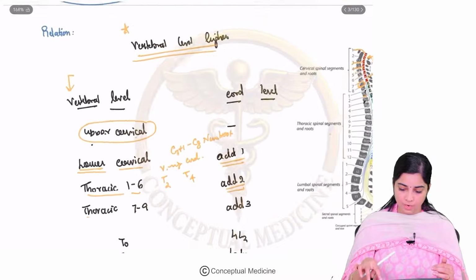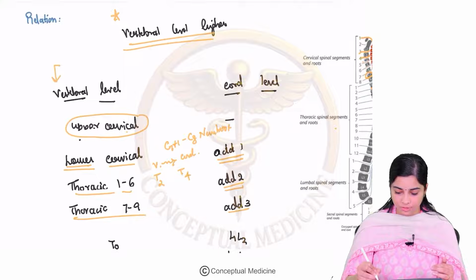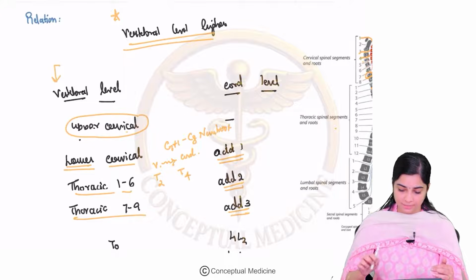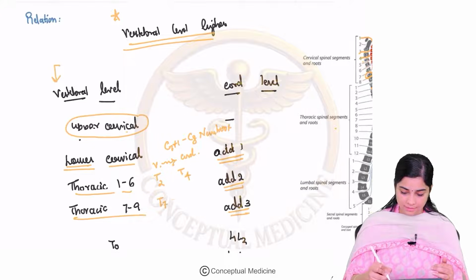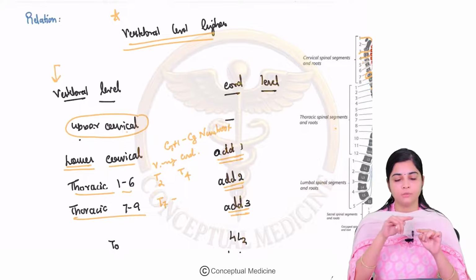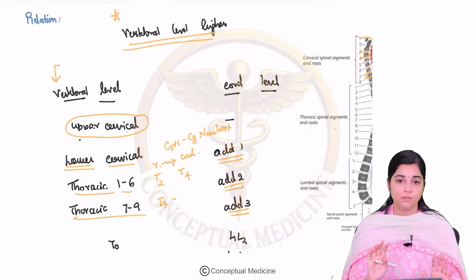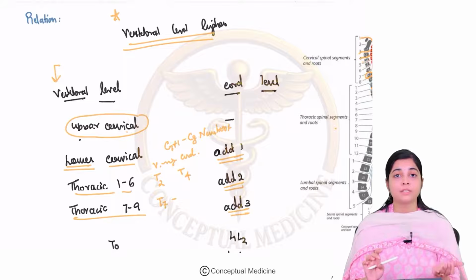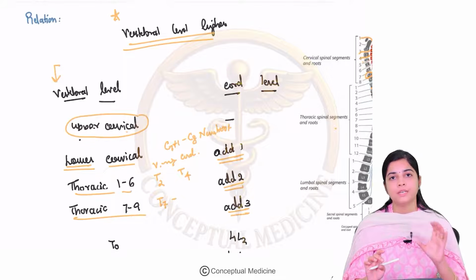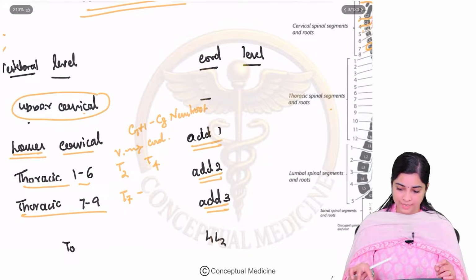So thoracic 1 to 6 you add 2, thoracic 7 to 9 you add 3. So for example, let us see the T7 level. What will be the spinal cord level? T7 vertebra. When you examine like this and count which vertebra the neurological deficit is at, you are getting at the level of T7. Then what is the spinal cord level, or which nerve root is getting compressed? Then you will have to add 3.